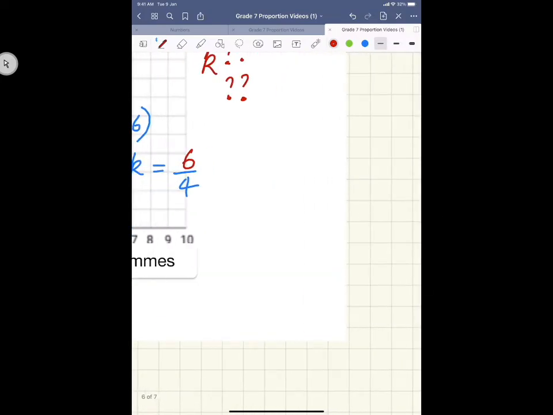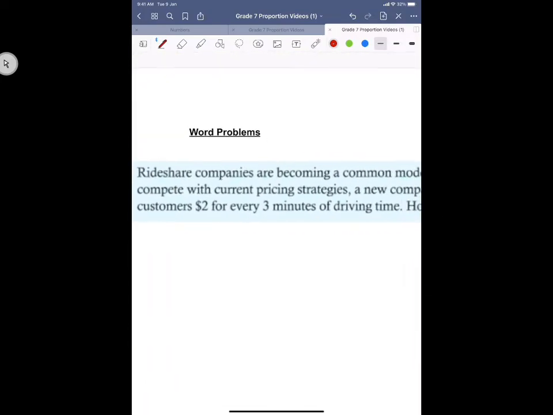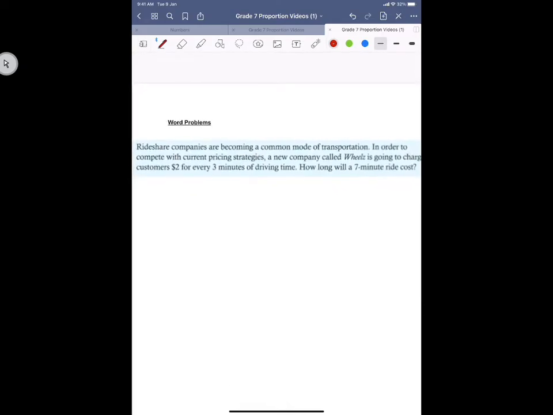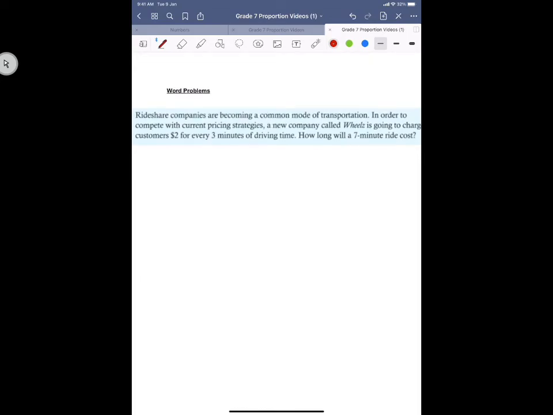Final page, guys, you've been superb. Let's have a little look at this. A lot of language going on here, which is challenging. Let's just zoom in on it. This is some kind of taxi thing. $2 for 3 minutes. So I'm going to go straight to a table.